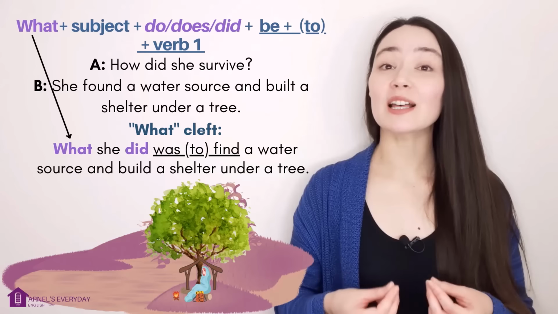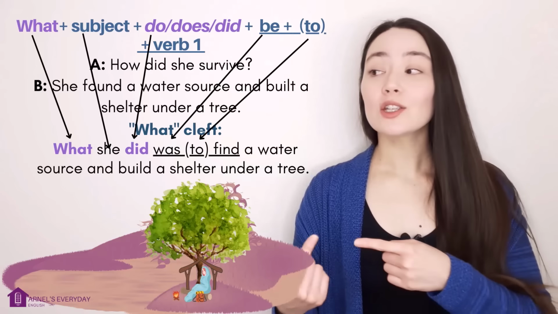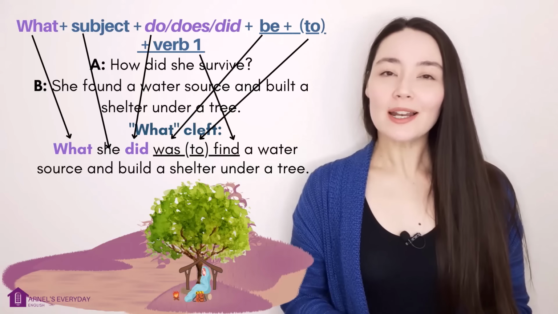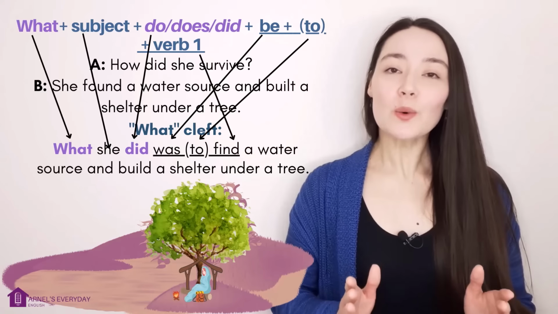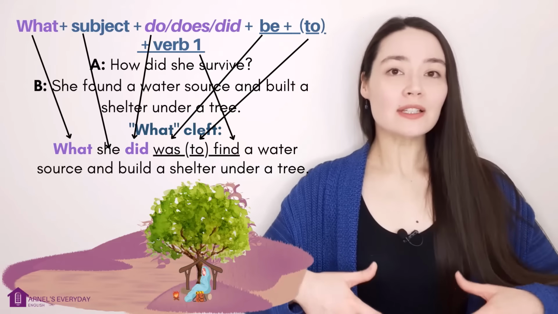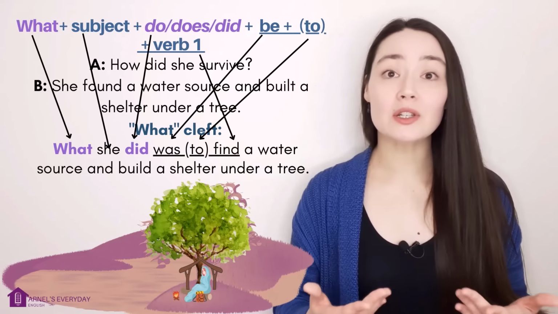What, subject, do, did, does, be, to is optional, verb 1. It's quite a long structure. So we use this structure with do, did, does when we want to emphasize an action that has quite a bit of information connected to it.